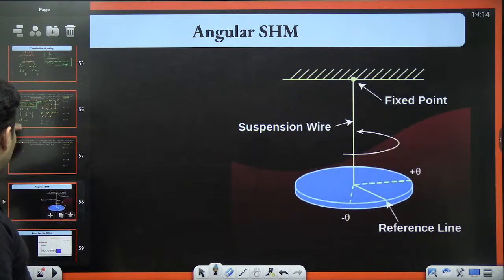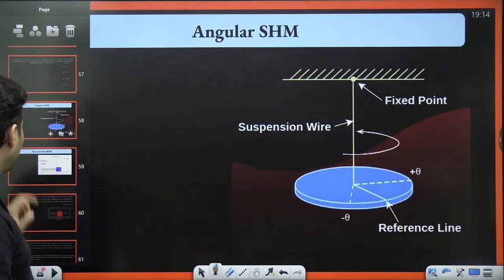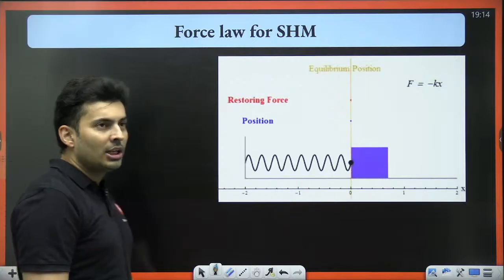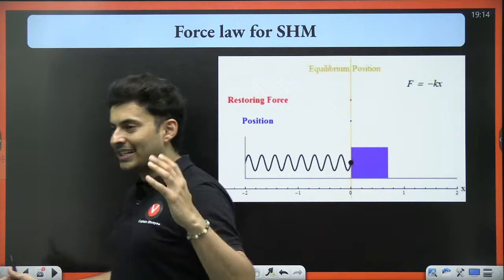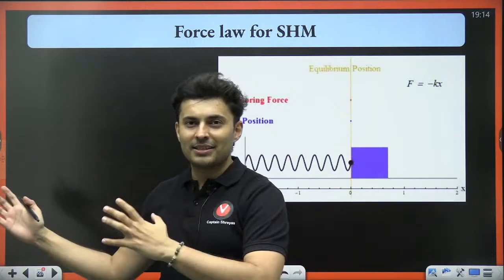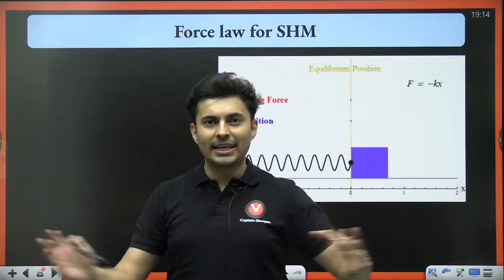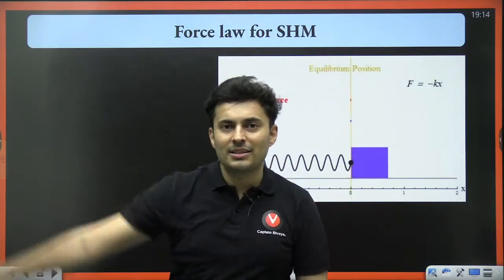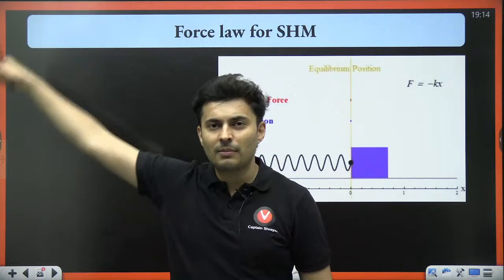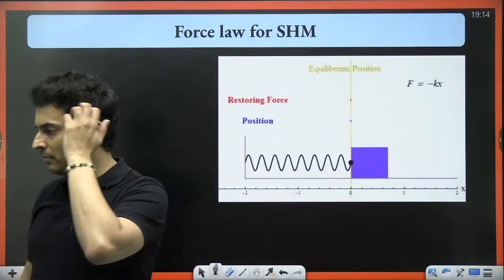Perfect. So this was angular SHM, which I told you just some time back. We are going to see that as well. Now, I was talking about two kinds of SHM. One is the spring mass system, which happens along a line. So that's why it is also called linear SHM. The other kind of SHM is angle-wise, angular SHM. That's usually related to pendulums.